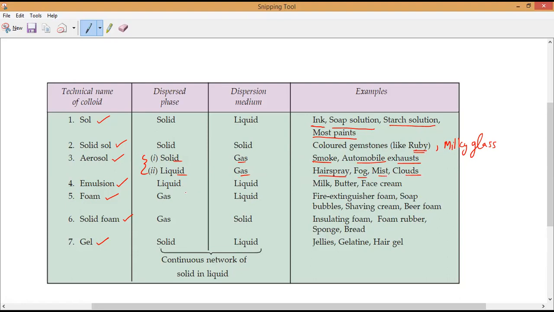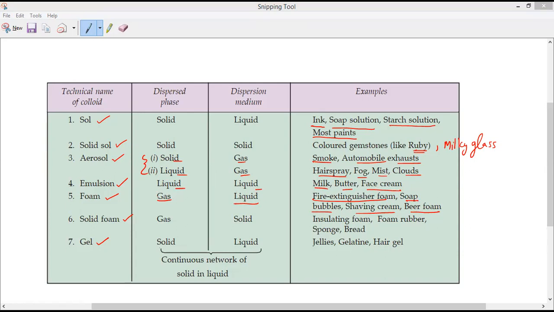Same way, emulsions, liquid in a liquid: milk, butter, and face creams. Next, foam, gas in a liquid: fire extinguishers, soap bubbles, shaving creams, and beer foam. Beer foam, you all know, movies and all you might have watched. When they open the beer, the foam comes outside. Do you notice that? Everybody? Please respond. So that is also foam, which contains gas in a liquid.